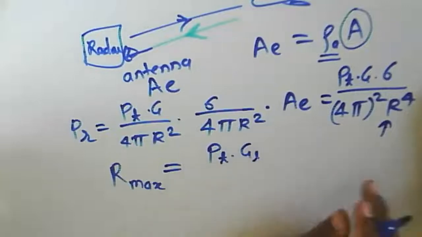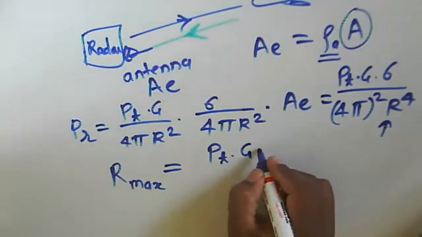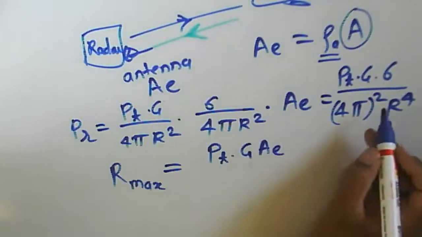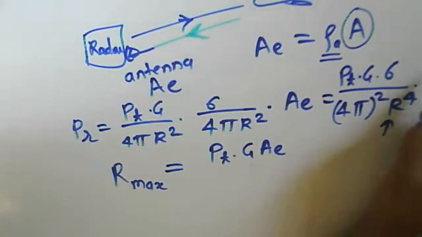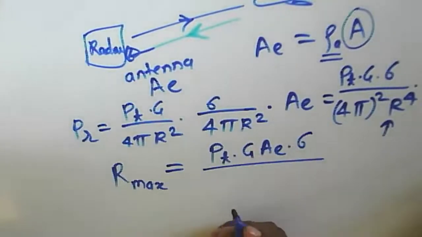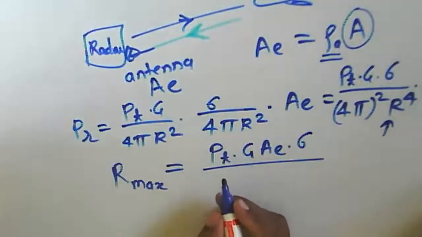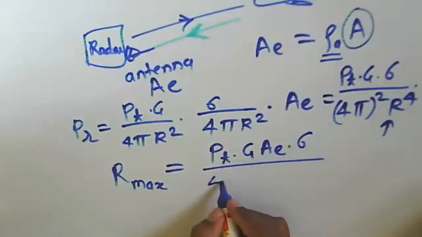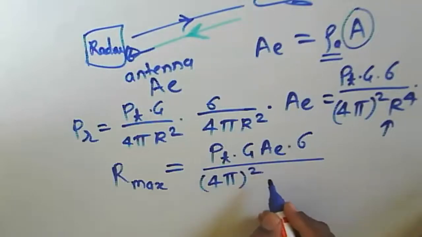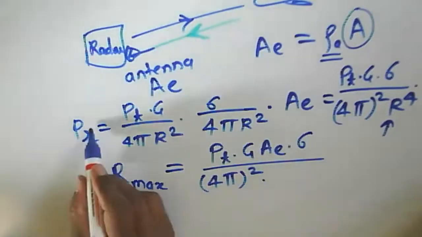Whatever the Pt. GT we will not say separately right now, because the antenna is the same for transmitting and receiving, so we will not talk about a different antenna. So we will have the effective area here. I think I forgot it. So the effective area, then the cross section here, and we have this 4 pi squared, and this one we have the power received.